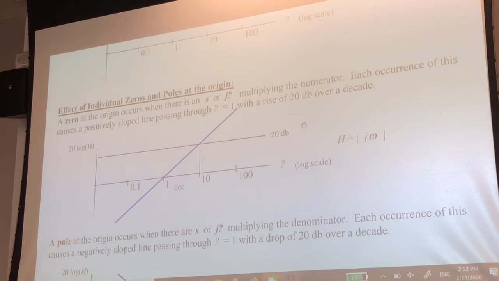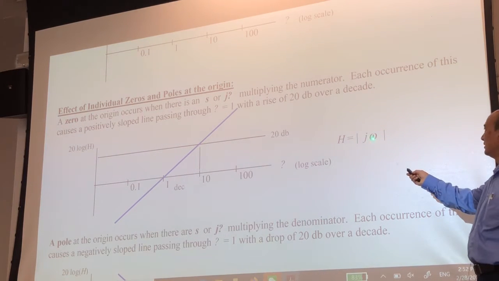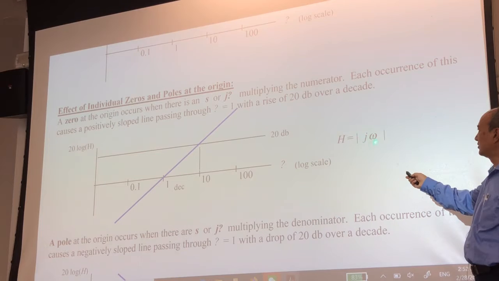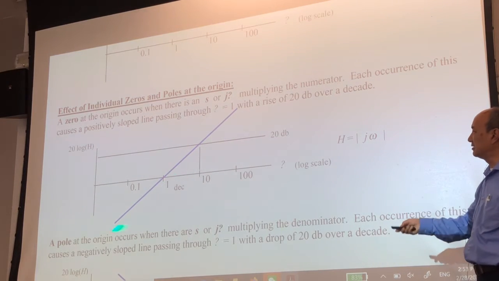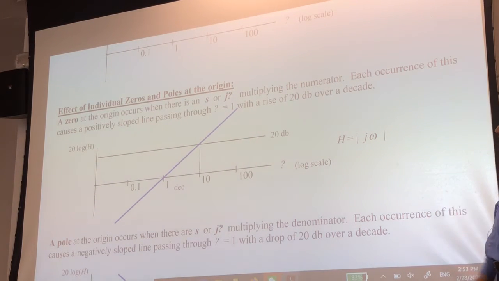So if I have an individual zero and pole at the origin, okay? Remember I'm saying origin. In origin means when this is 1, the magnitude of this one is also 1. Then I do 20 log 10. Log 10 of 1 is 0. So then y is 0, x is 1. Okay? So this is passing the origin. Is s or j omega. So it will pass the 0 and 1 point. Okay?